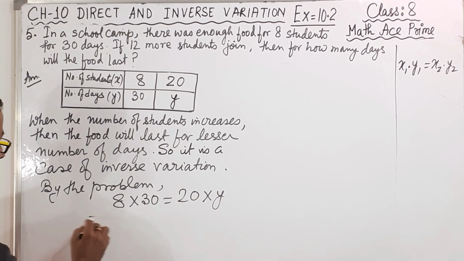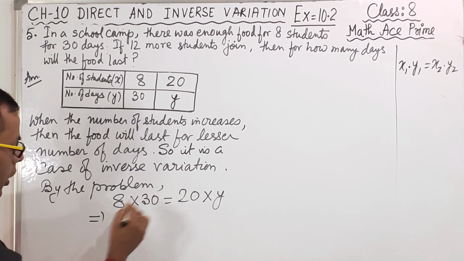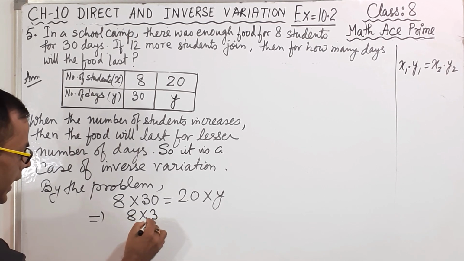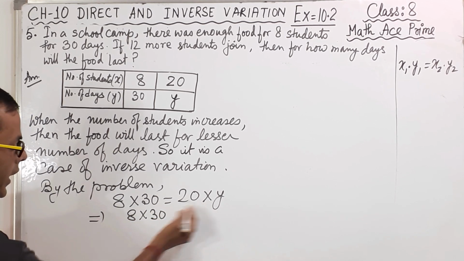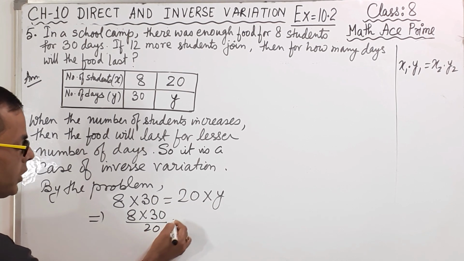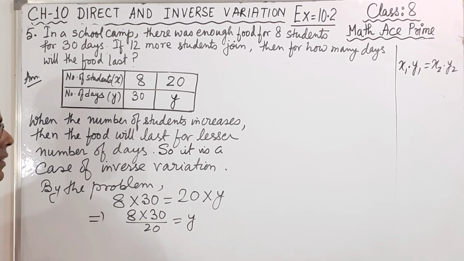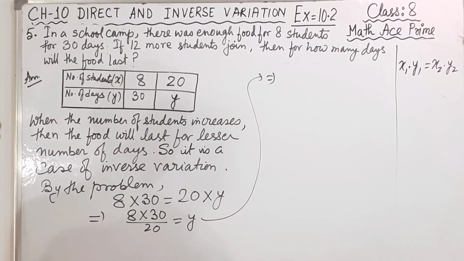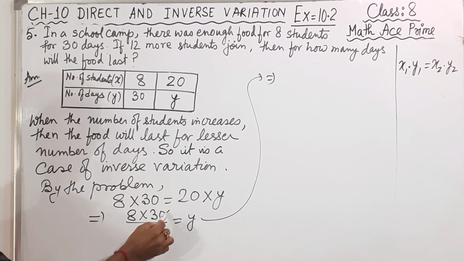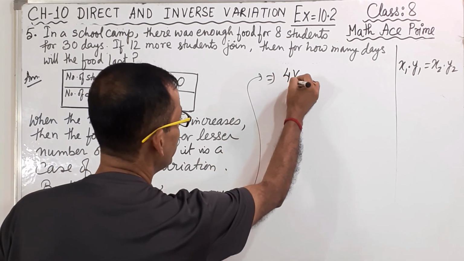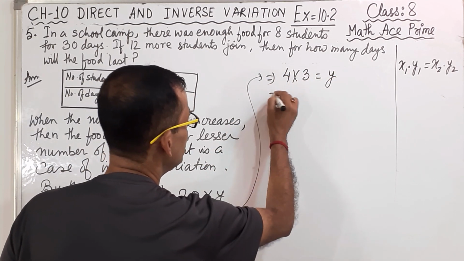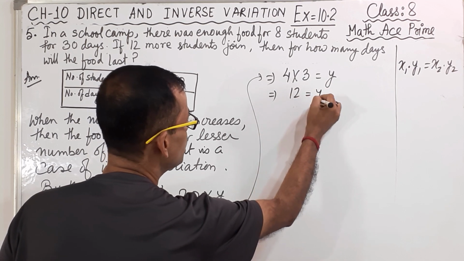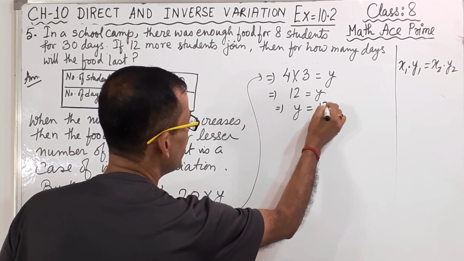नाउ मैं पूरा उल्टा कर दे रहा हूं, ठीक है, और नहीं करने से भी होगा। 8 इंटू 30, अभी 20 इंटू है, इधर में आने से क्या होगा, डिवाइड बाई 20 इज इक्वल टू वाई, वाई इज लेफ्ट। आफ्टर दिस, ओके, let me do it here. Now I can cancel 0, 0. 2 ones are 2, 2 fours are 8. So what is that? 4 into 3 is equal to y. So 12 is equal to y. Now y is equal to 12.